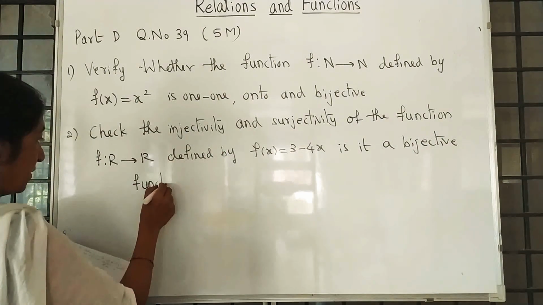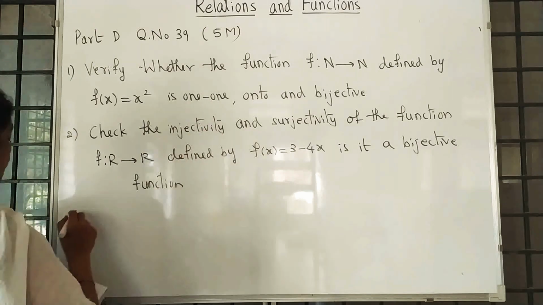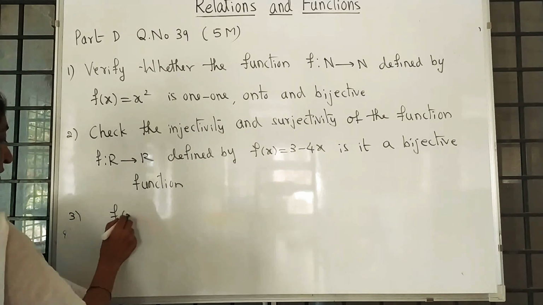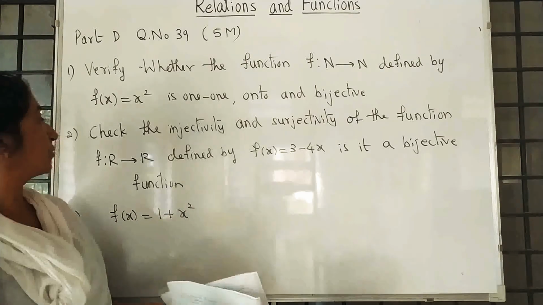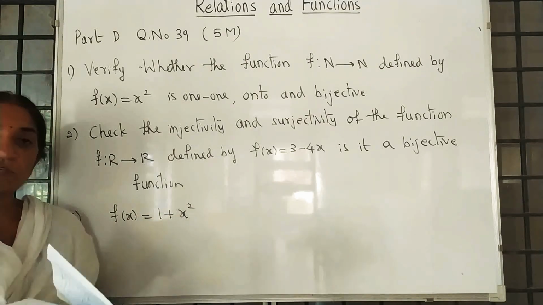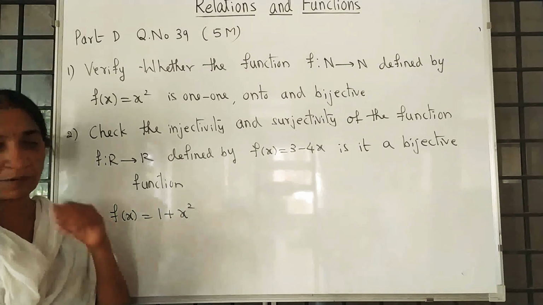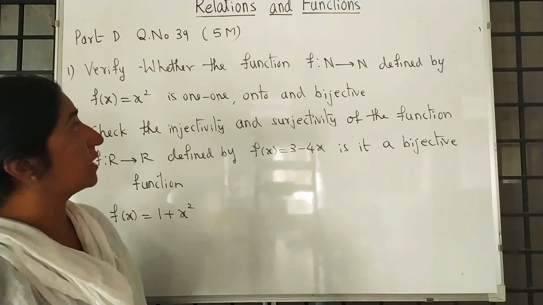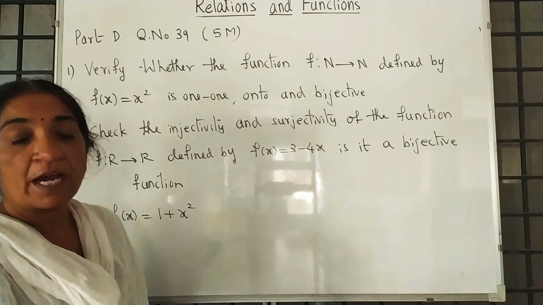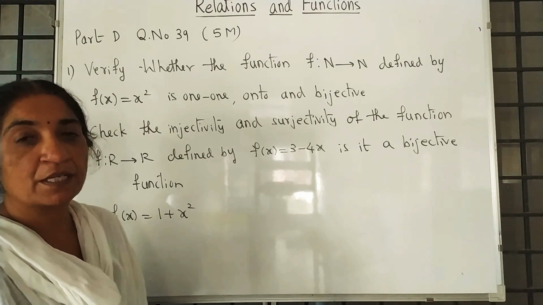In the same way they can ask for the function f of x is equal to 1 plus x square also. They can ask the question for f of x is equal to 1 plus x square. See, these are the expected questions from the chapter relations and function, and the weightage of this chapter is 11 mark.